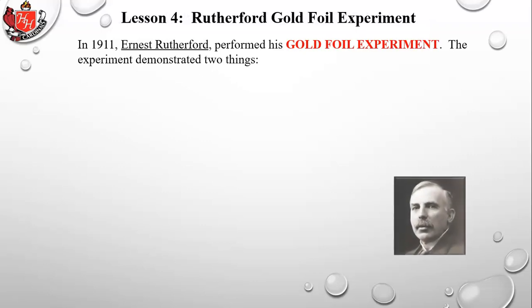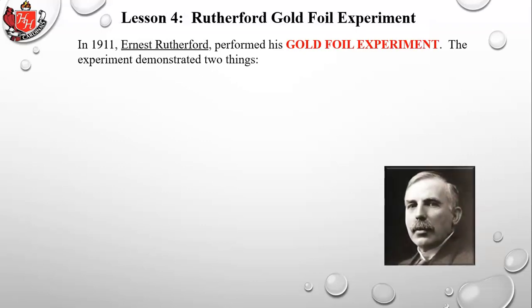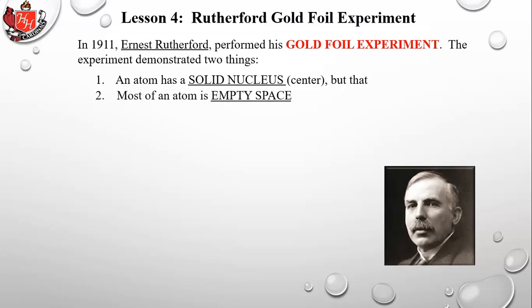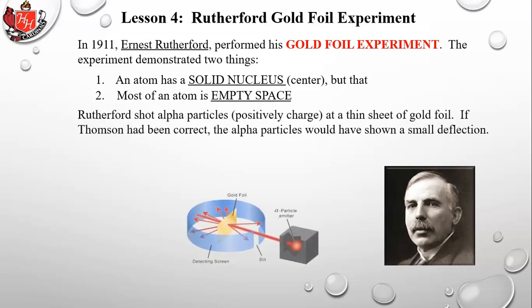In 1911, Ernest Rutherford performed his gold foil experiment. The experiment demonstrated two things. One, the atom has a solid nucleus center, but two, most of the atom is empty space. So rather than being this big, soft sphere of positive charge, he knew that the positive charge was concentrated and it was very solid. It wasn't soft.